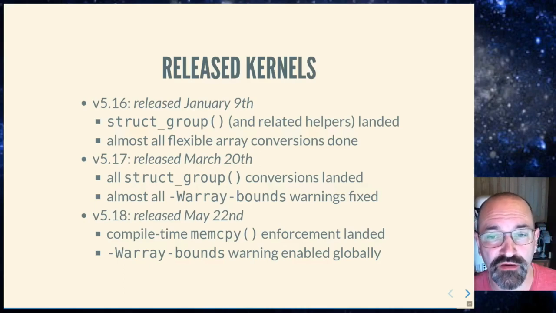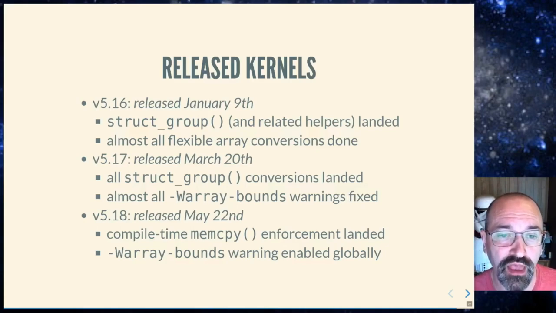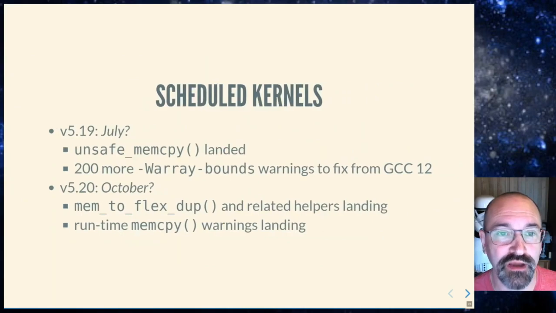And in 5.18, we were able to finally turn on array bounds warnings at compile time globally and add the compile time memcpy enforcement. So, refusing to do a memcpy when the size of the destination and the size of the copy were known in advance, which really means all of the cases of intentional cross-member overflows were fixed. And then coming up, 5.19, probably in July, we added a helper called unsafe_memcpy, which basically doesn't perform fortify checking even when fortify is enabled.